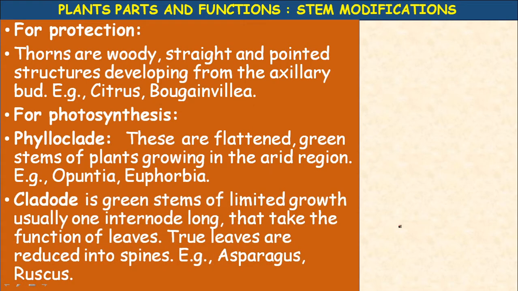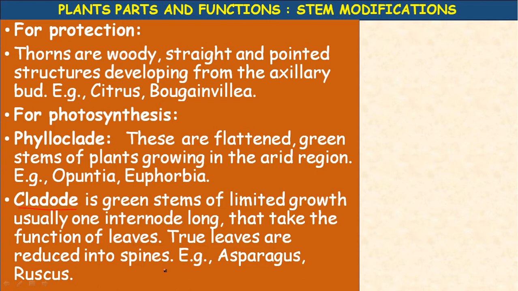Next, cladode. Cladode is the green stem of limited growth, usually one internode long, that takes the function of leaves. It is also a stem modification. True leaves are reduced into spines. Example, asparagus and ruscus. Asparagus, one internode long.